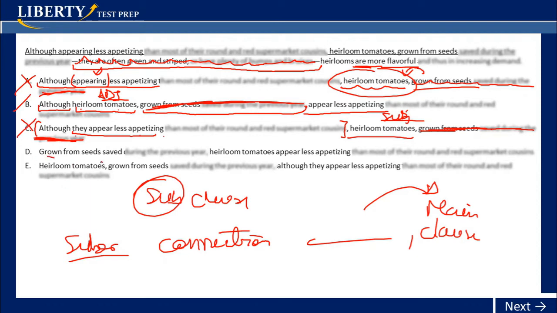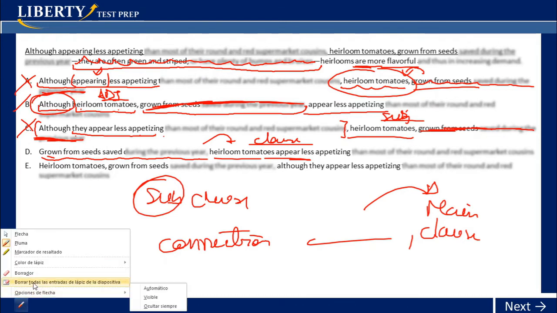Letter D, "grown from seed, saved," and so on. So that whole thing is a modifier, an adjective, a noun modifier. It modifies heirloom tomatoes. "Appear." So here we have a clause. Okay, but the thing is that we have two main clauses. We have "heirloom tomatoes appear." It's not like letter B, where we had a subordinator, right?